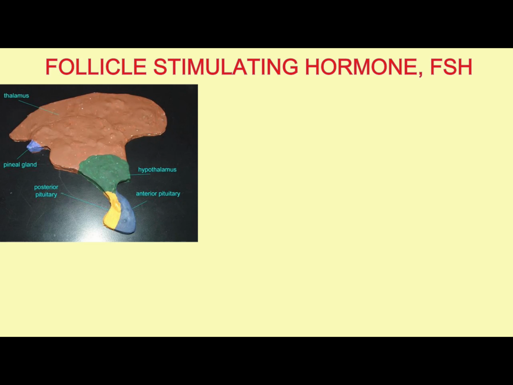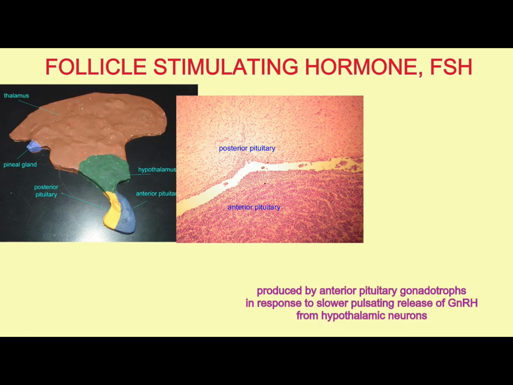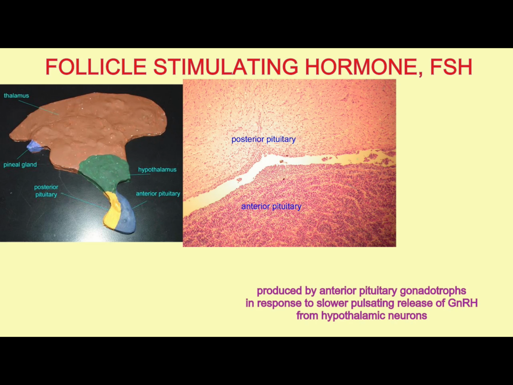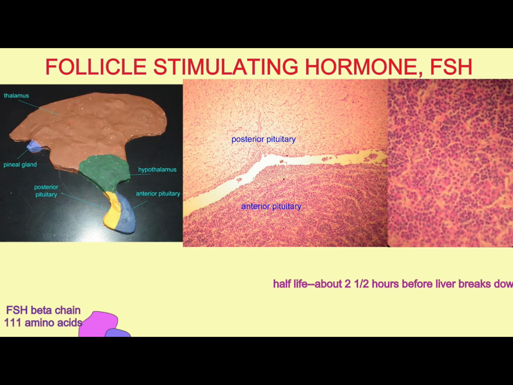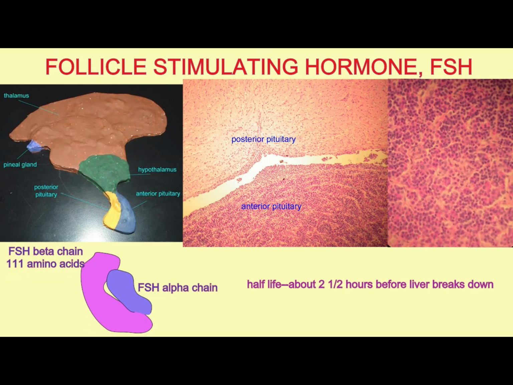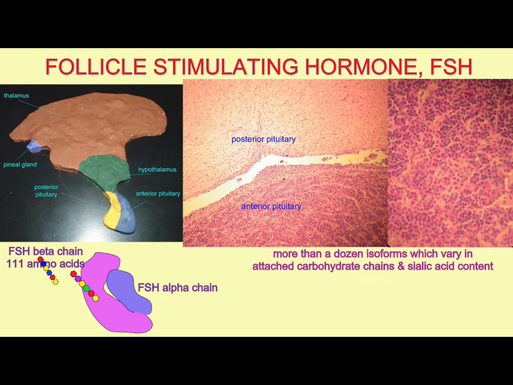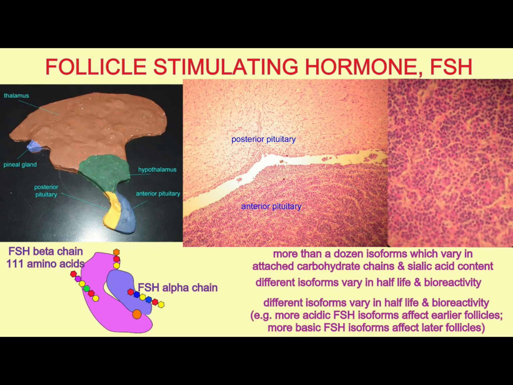All pituitary peptides possess the same alpha chain, but the beta chains vary depending on the individual hormones. The FSH beta chain has 111 amino acids, and carbohydrate groups are attached to these amino acids, which is important because there are more than a dozen different forms of FSH, known as isoforms, which vary in which carbohydrate groups are attached, the sialic acid content of these carbohydrate groups, and the sulfate attachments.